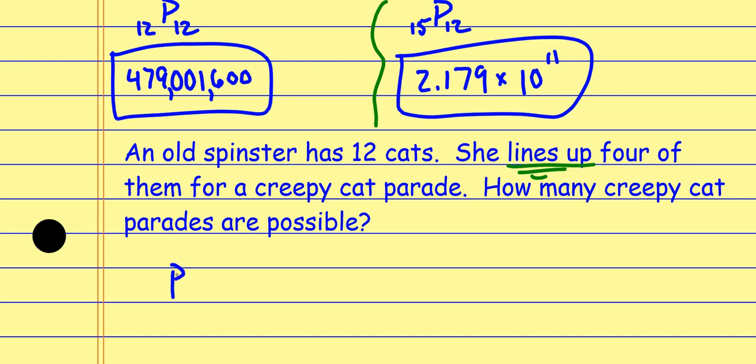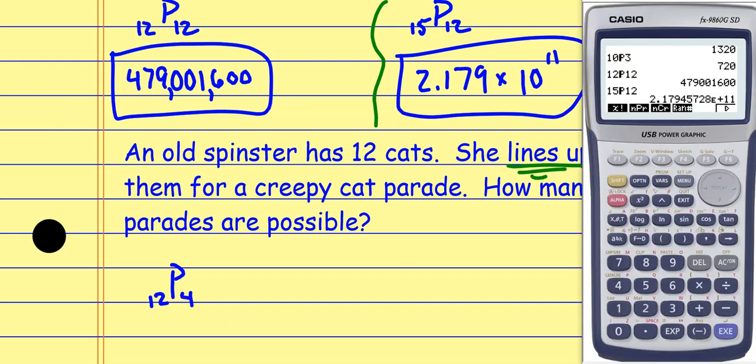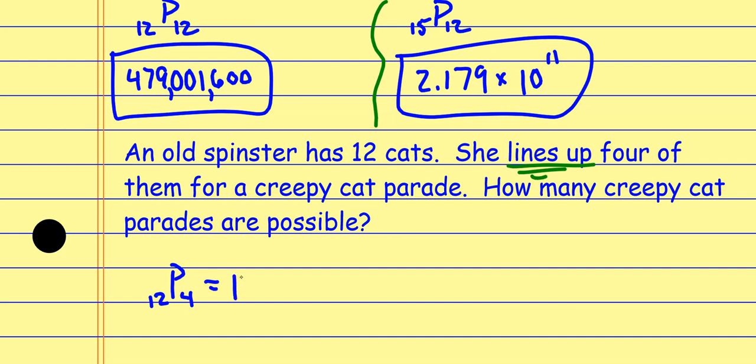So it's the permutation. There are 12 total cats, and we are picking 4 of them for the parade. So now I punch it in. It's the 12 permutation 4. And it's 11,880. That's a lot of different arrangements, and you're only talking about arranging 4 things because we have so many options to pull from, okay?